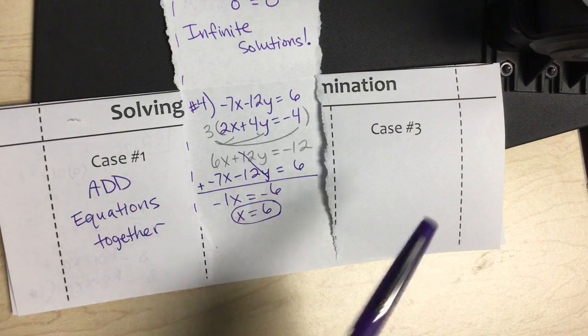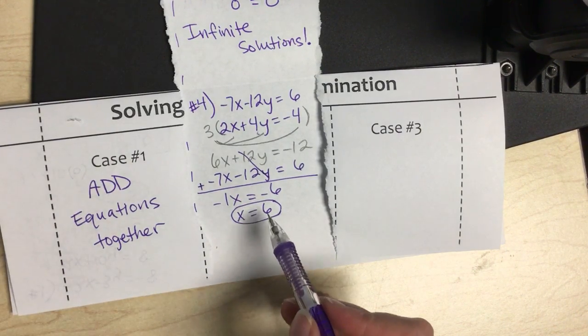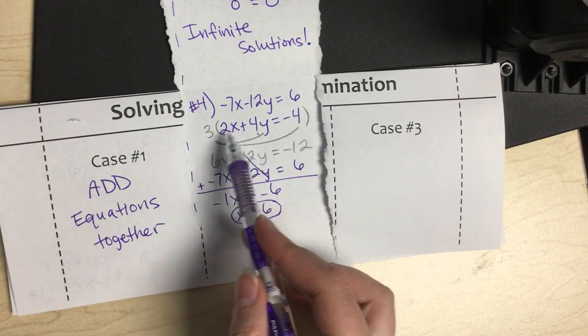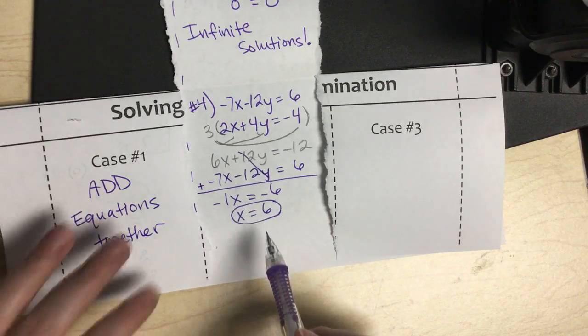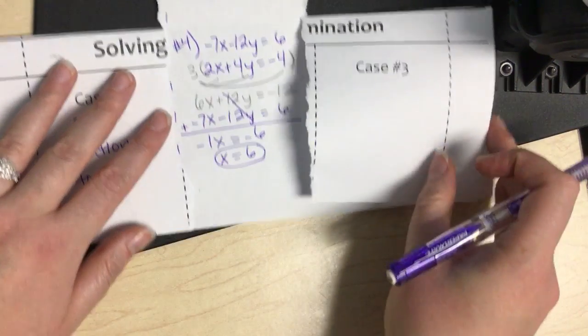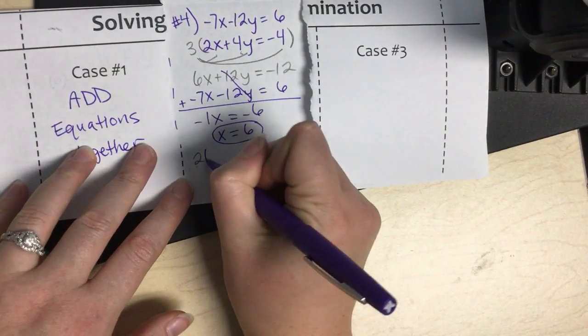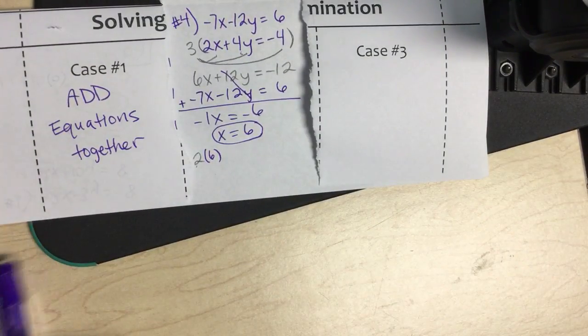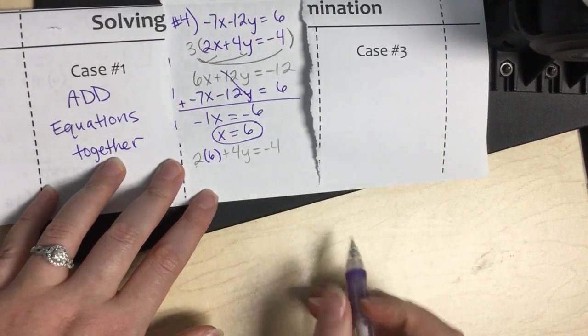All right, you know the drill. We're not done yet. Okay, so now I need to plug this in to solve for y. I'm really partial to the second equation because these are positives. So I'm going to plug that in. So I've got 2, and then 6 was my x value, plus 4y equals negative 4.